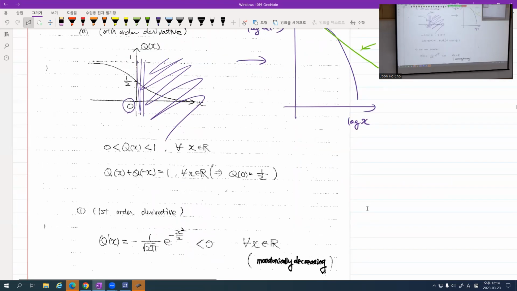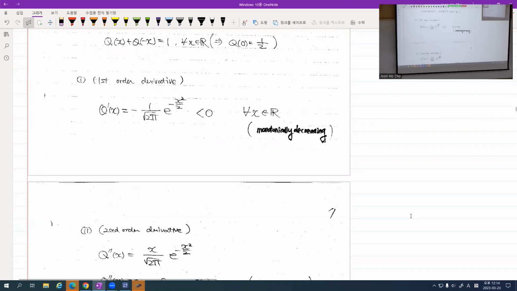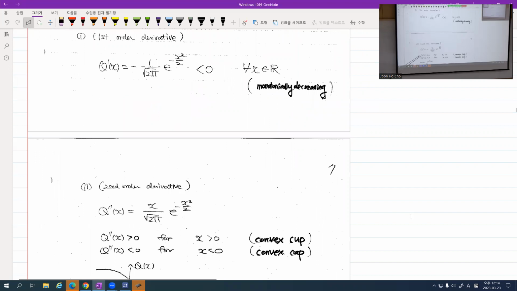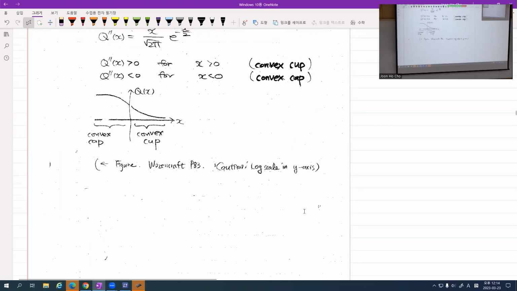And another interesting thing, as I told you, first, this is definitely decreasing, right? And as you see, the positive part is convex, or convex cup if you want. But there is some strange property of the Q function, which I used when I was writing my thesis, and it was a major part of my thesis.